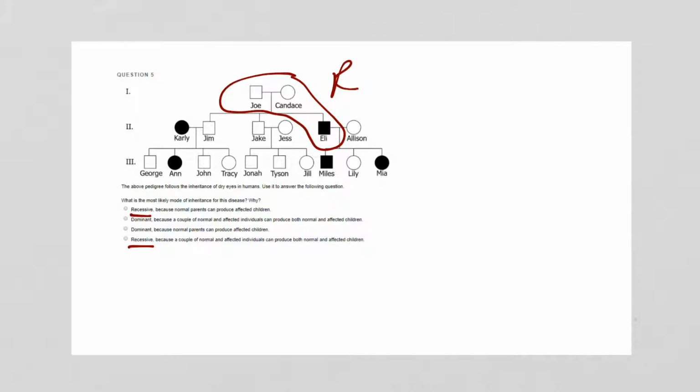And then we just need to know, why is it recessive? Okay, it is recessive because you have a couple that is normal and they have affected children. Okay, this would never happen if it was a dominant pedigree.